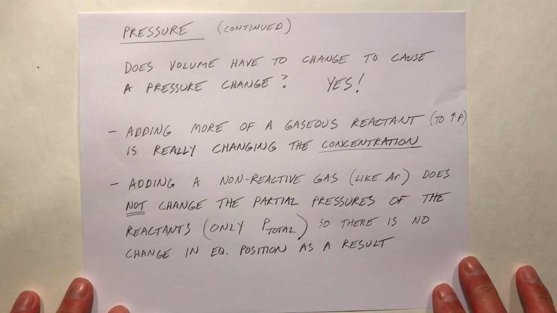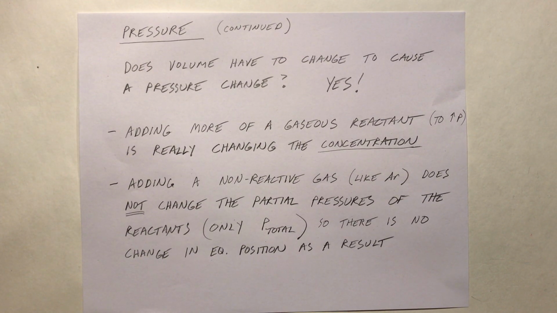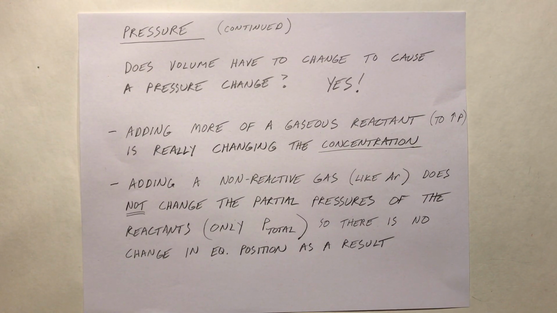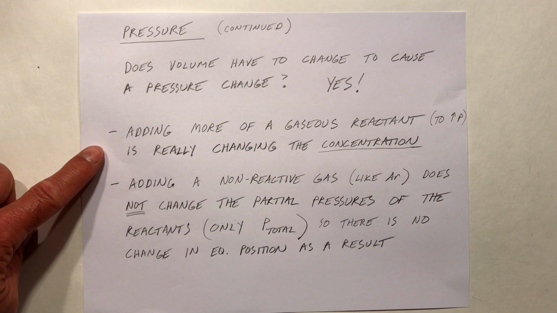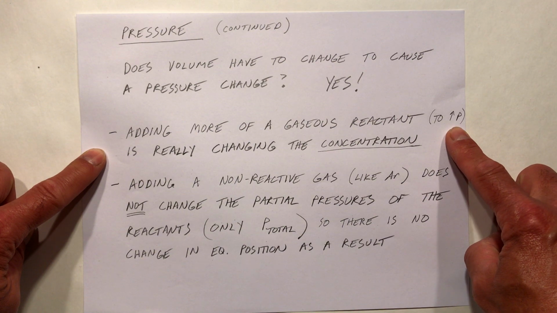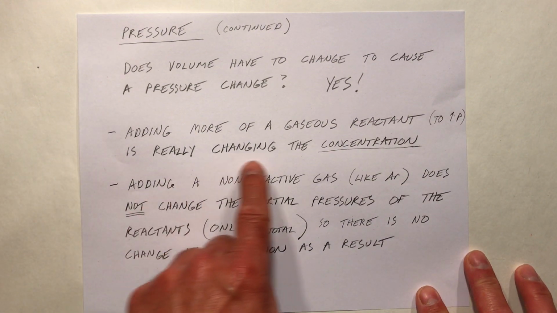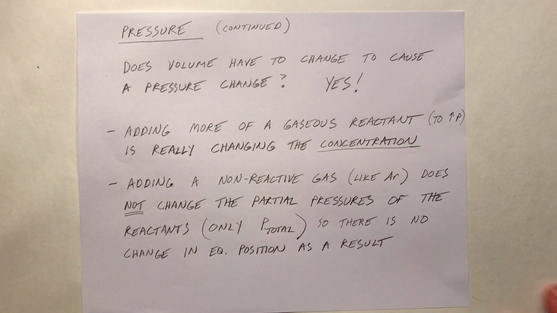So continuing on with pressure, does volume have to change to cause a pressure change? And the answer to that is yes. Now you might think, well, you could change the pressure in some different ways, like you could add more of a gaseous reactant, and if you did that, that would increase the pressure, right? But really, what you would be doing is just changing the concentration. And we've already considered what a change in concentration will do.